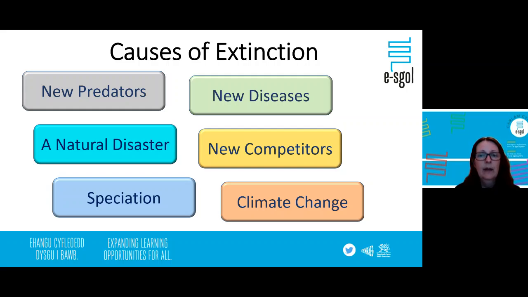place. So as we know, certainly over the last couple of years, new diseases are coming to the forefront more and more, and it may be that a new mutation takes place that causes a new disease to be more prevalent in a particular ecosystem. And again, if an organism cannot adapt fast enough to withstand that disease, then they may become extinct.